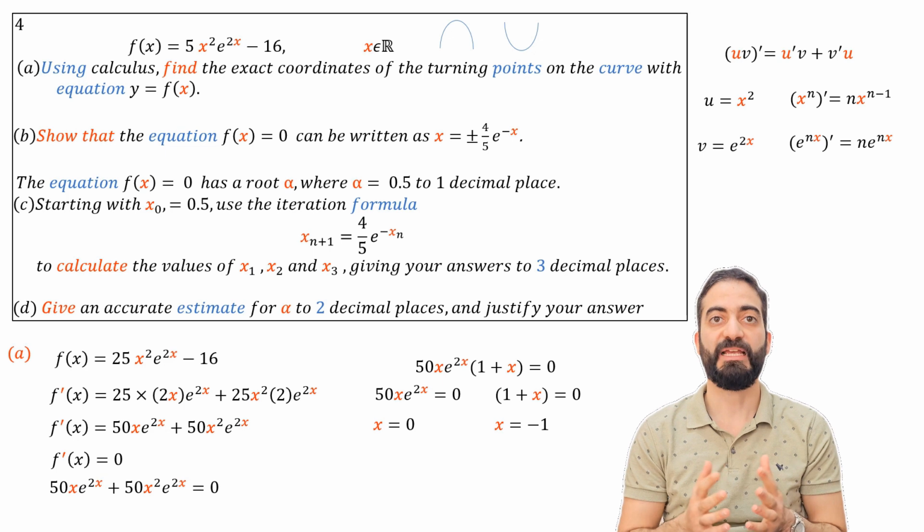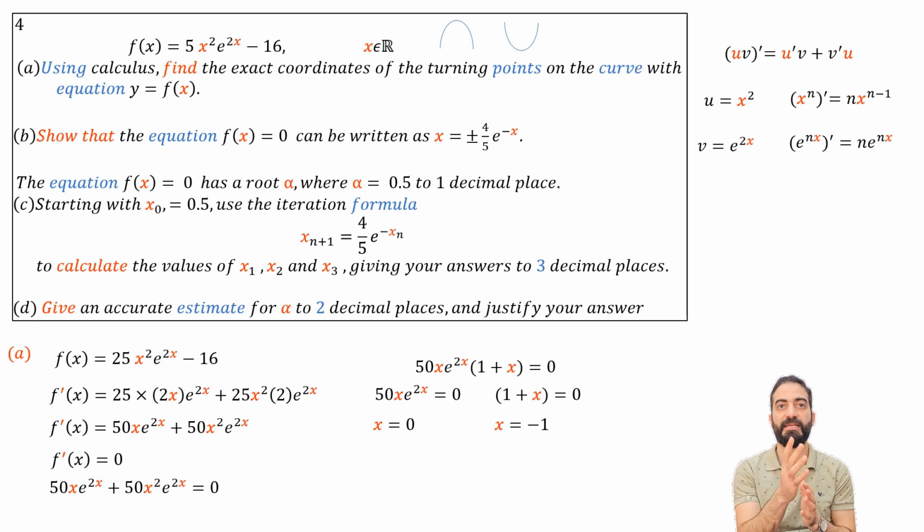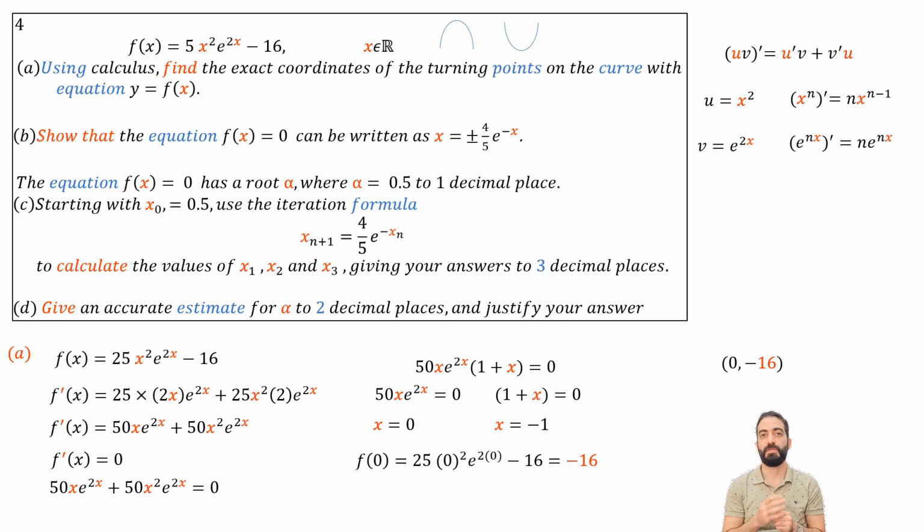We now have the abscissa. Now we must obtain the ordinate. So in place of the x, we write its value, which is 0, and we obtain the ordinate. Also, in place of x, we write its value, which is minus 1, and we get the ordinate.